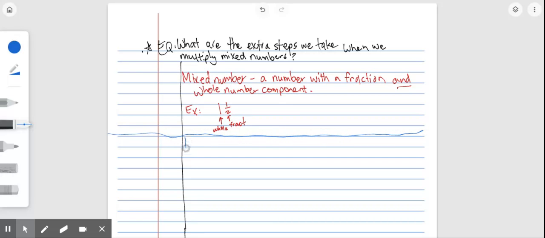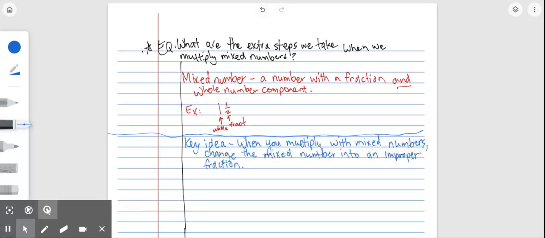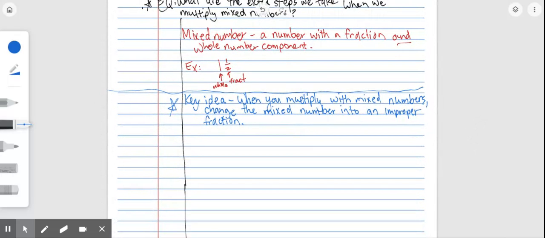So our key idea today is that when you multiply mixed numbers, you need to make sure that both of them are entirely fraction components. That means we need to change the mixed number into an improper fraction. So the key idea is, when you multiply mixed numbers, you need to change the mixed number into an improper fraction. Because this is a key idea, I'm going to put a little star next to it, because it's one of the most important things we're going to talk about today. So take a minute, pause this video, make sure that you have the key idea written down, and then we're going to do our first example.